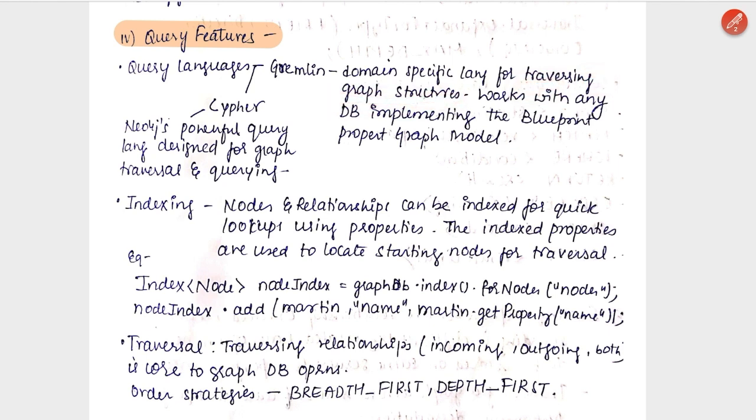So this Gremlin works with any graph database by implementing the Blueprints property graph model. Next we have Cypher. Cypher is the query language which is used for graph traversal and querying purposes.